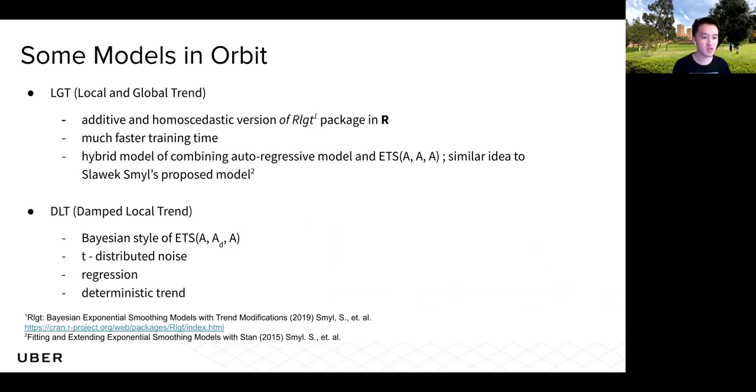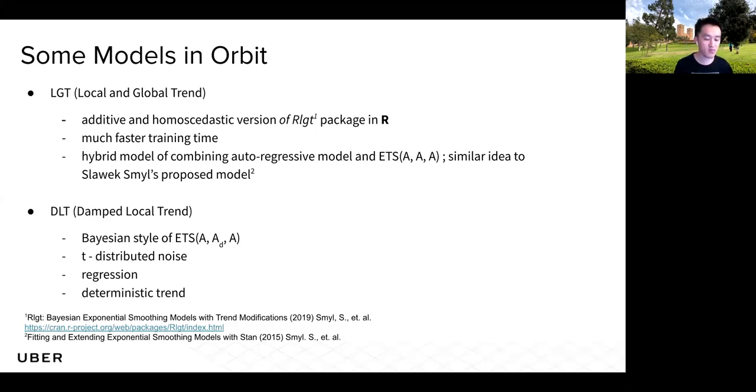So for some models in Orbit, we have the LGT, which stands for the local and global trend model. This is an adaptive homoscedastic version of our LGT package in R. Due to this change, it trains much faster. And you can see this as a hybrid model combining an autoregressive component and an ETS triple-adaptive form. This idea is similar to an idea advocated by Slawek Smyl in the early days.